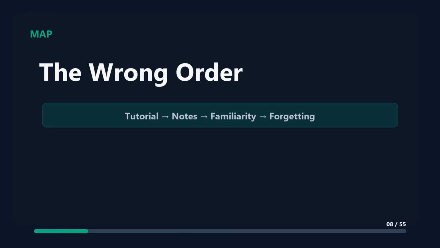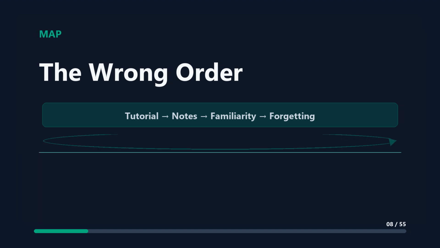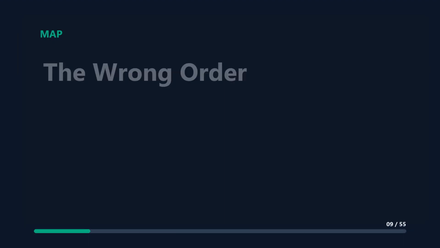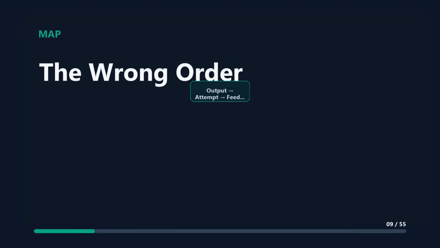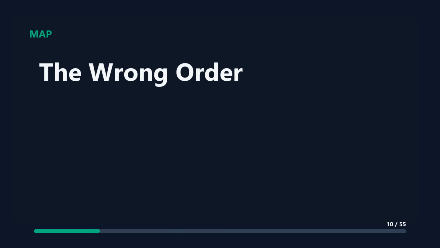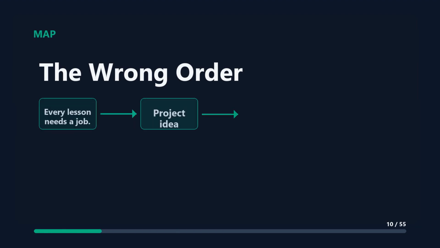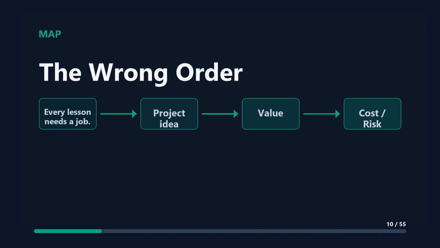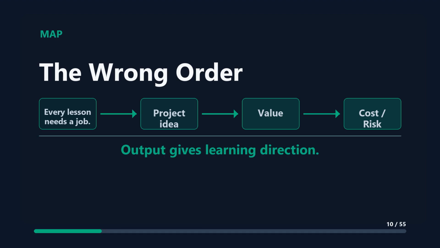The old loop looks like this: tutorial, notes, familiarity, forgetting. You feel like you studied, but when it is time to perform, the skill is not there. The better loop looks different: output, subskill, attempt, feedback, spacing, transfer. It is less comfortable at first, but it turns information into ability. This is why the order matters. If you begin with too much content, every new idea competes for attention. But if you begin with an output, each lesson has a job. You know why you are learning it.